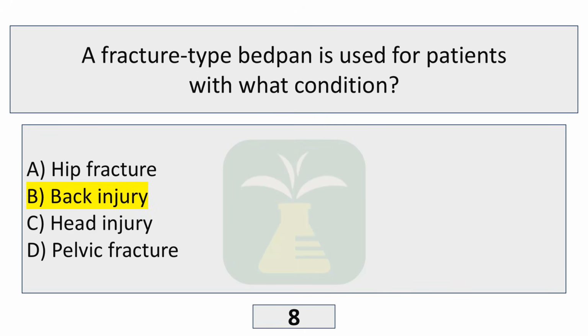Correct answer, B. Back injury. A fracture-type bedpan is used for a patient with a back injury. Patients with back injuries usually cannot lift their hips or must maintain proper alignment while healing. The fracture-type bedpan is made to make it easier to slide underneath the patient with a back injury.